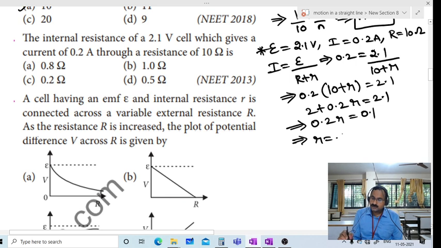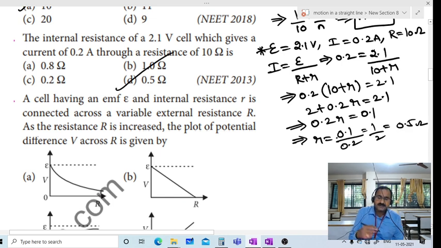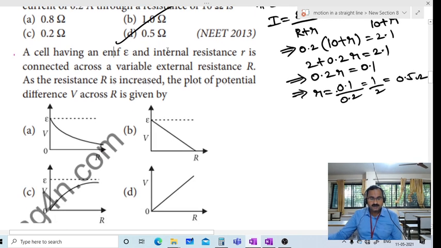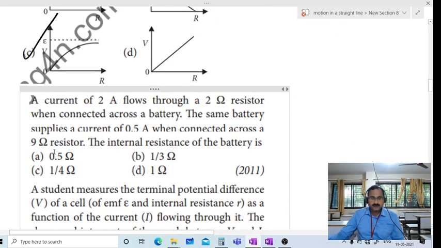So 0.1 by 0.2 becomes how much? 1 by 2 only. That is equal to 0.5. That is a 2013 question. So this model is always solved there. Check that in the material also there. Cell EMF and internal resistance. The third option, you are getting, the explanation is already given to you.